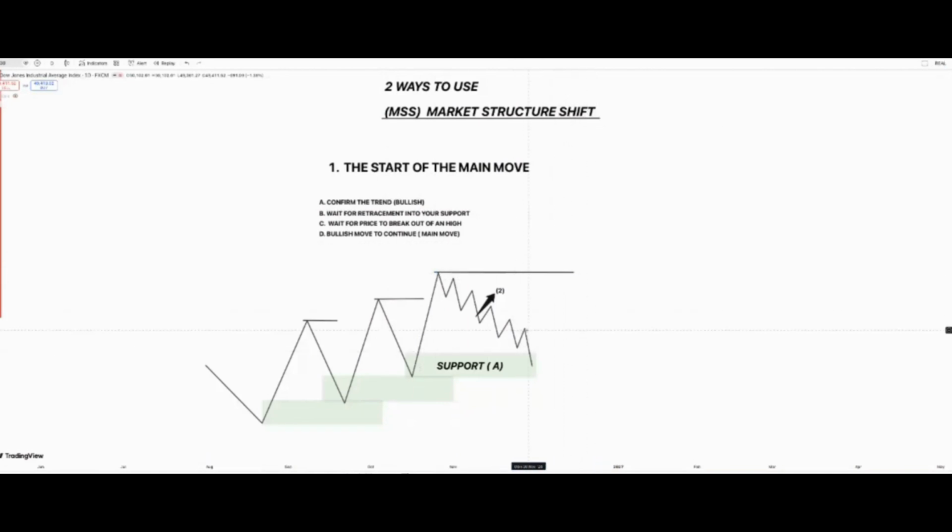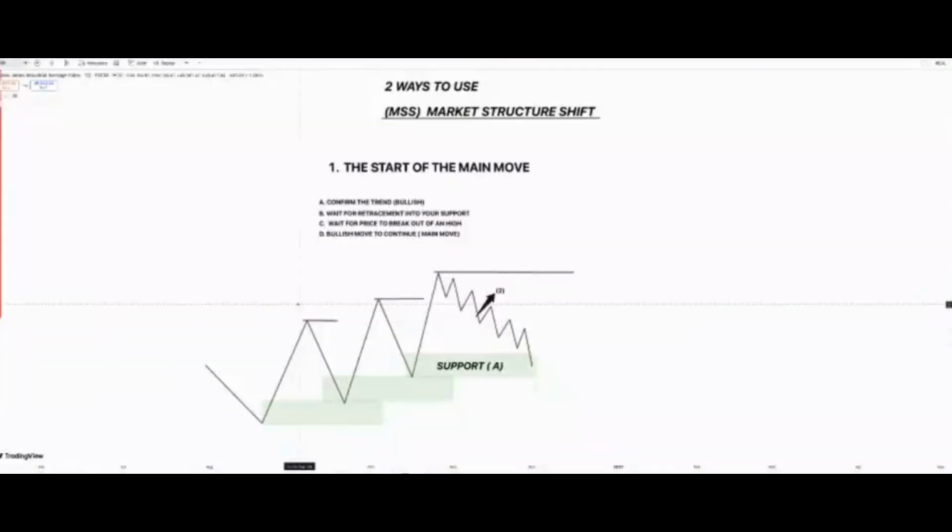Now, in a downtrend, we expect price to respect the highs to create a lower low, just like what is happening here. Price is respecting the highs, creating a lower low, respecting the highs, creating a lower low, and so on until it gets to our support. Then we wait for step 3, which is step C.